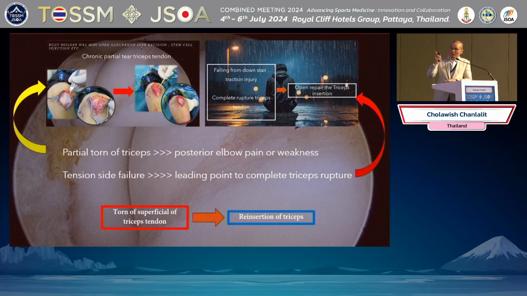After these 2 scenarios, I have 2 issues of concern. Number 1, if you remove the osteophyte or olecranon bone spur, it can cause tension site failure because it is a leading point to complete triceps rupture. And the second, if you have a partial tear of the triceps, maybe you have posterior elbow pain and weakness.